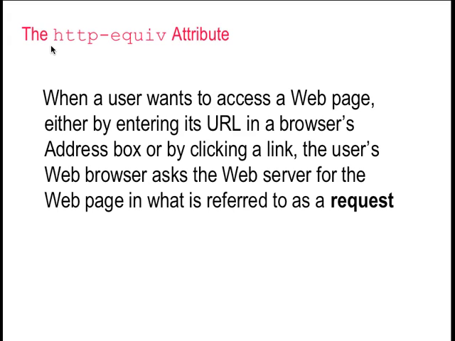You can use it to communicate with a database, all sorts of different things you can use that for. So when the user wants to access a web page, either by entering its URL into the web browser's address box, or clicking, let's say, a link, the user's web browser asks the web server for the web page, which is going to be referred to as a request. So this request is equivalent to that particular attribute. So you're getting the HTTP protocol equivalence, which is the request.